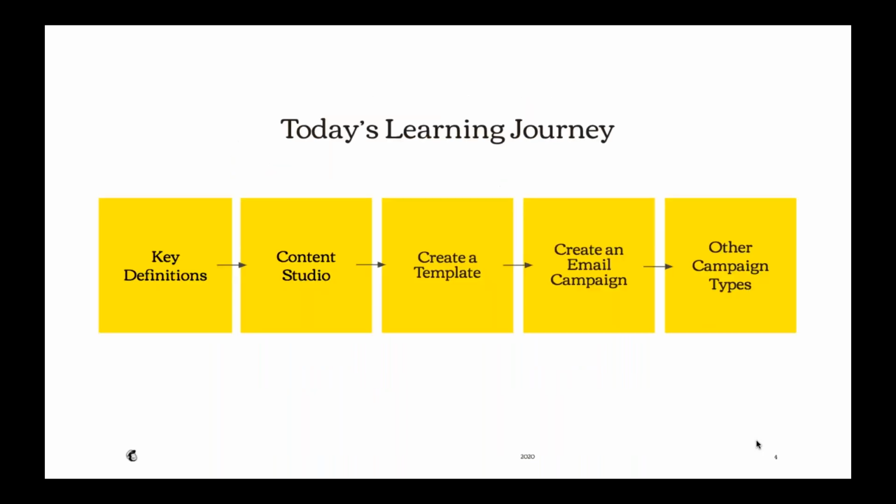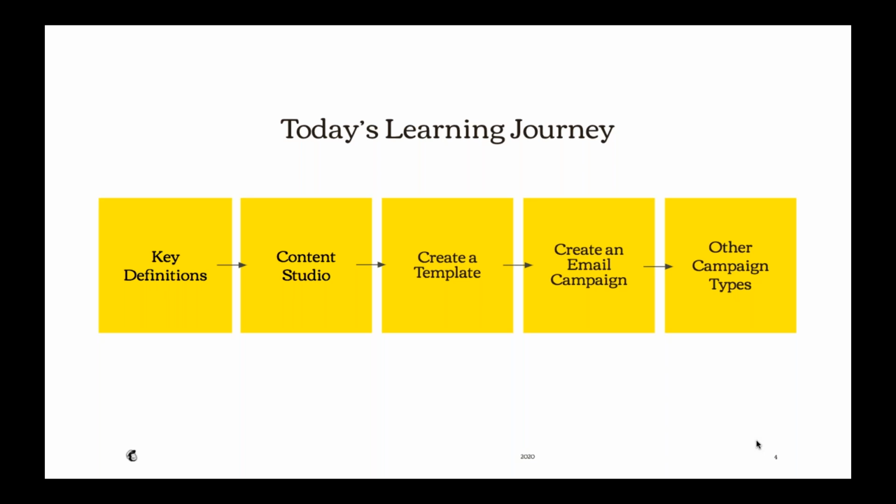Let's take a look at the path of our learning journey today. We'll revisit this slide throughout the tutorial to show you how far we've progressed and what's coming up next. We'll start by walking you through a few slides to get you familiar with key terminology around templates and campaigns. Then we'll head into the app, where we'll first introduce you to our Content Studio, a tool for storing your images and files in Mailchimp.